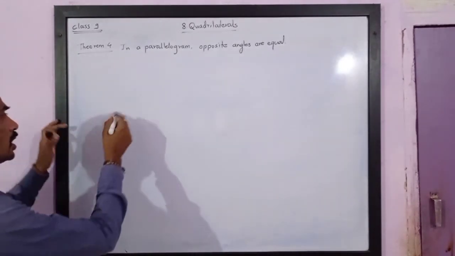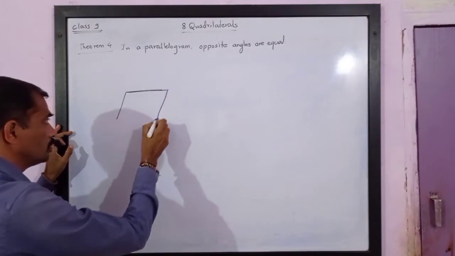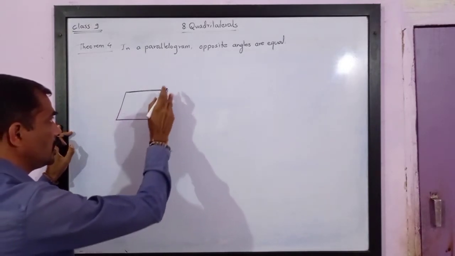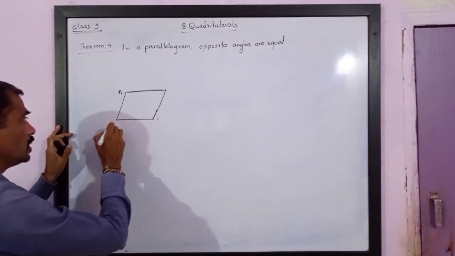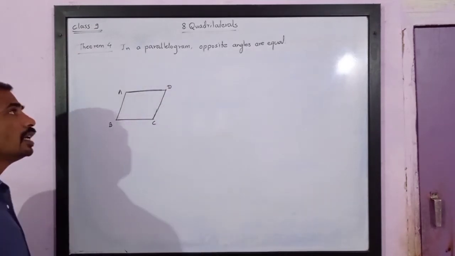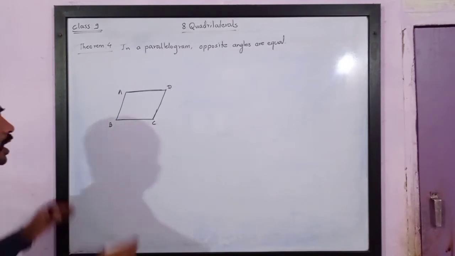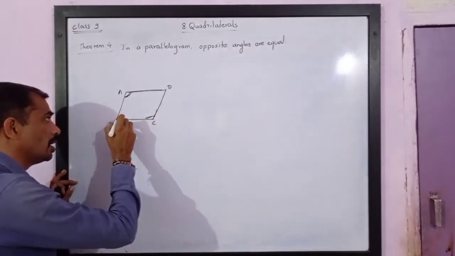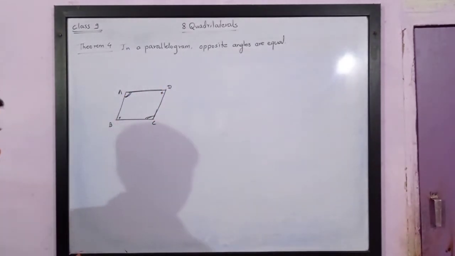So, for this, imagine we are given a figure. Quadrilateral ABCD is a parallelogram. We are given a quadrilateral ABCD is a parallelogram. We have to prove that opposite angles are equal. It means we have to prove angle A is congruent to angle C and angle B is congruent to angle D. This is what we need to prove.